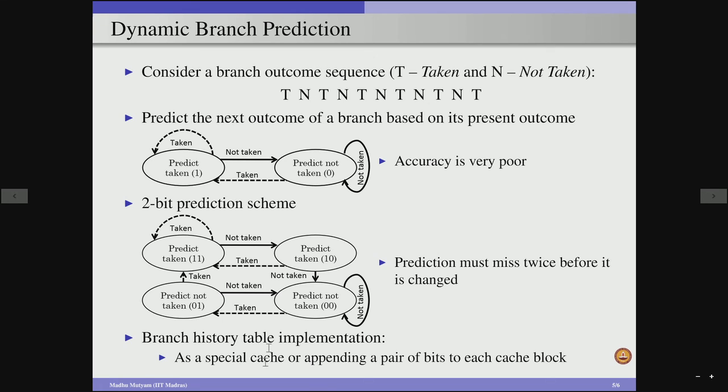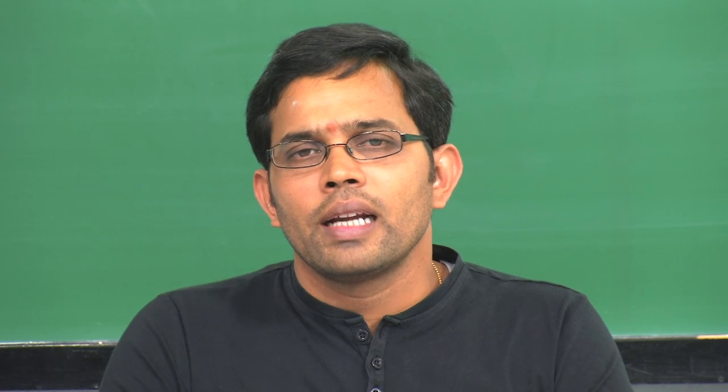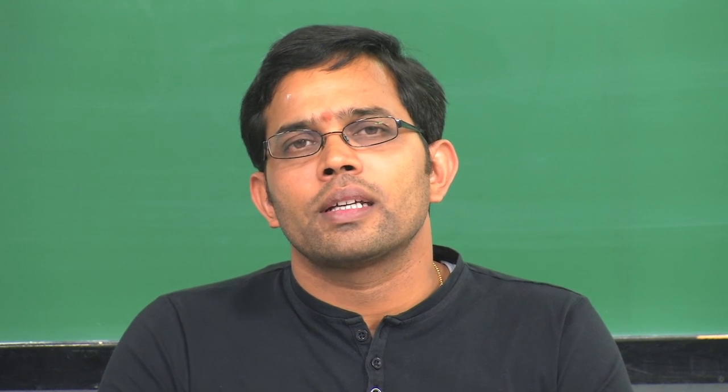In the case of a special cache, we are going to store this entire history information, and whenever a new branch instruction comes, we index into the cache, and then we will get the predicted outcome, and based on that we will proceed further. And this is going to tell you about whether the branch is going to take place or not.